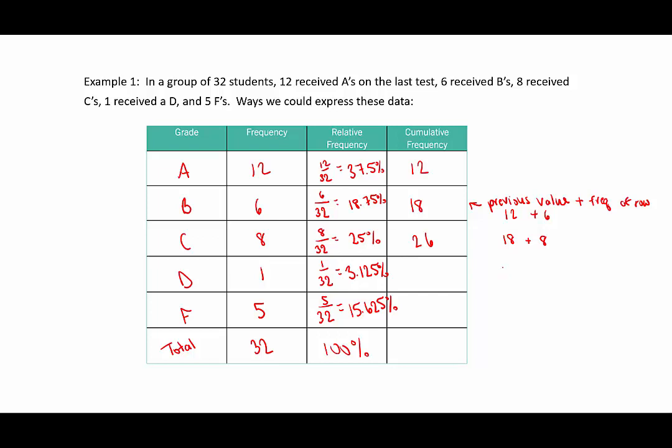And then we're going to do the same thing. Previous value was 26 plus 1 makes 27. And then 27 plus 5 makes 32. For this total, we have the total right here. This is what was given. That should match what we were given. So with the cumulative frequency, we always start with the frequency in that first row, and the very last entry should be the total that we're given in the problem.